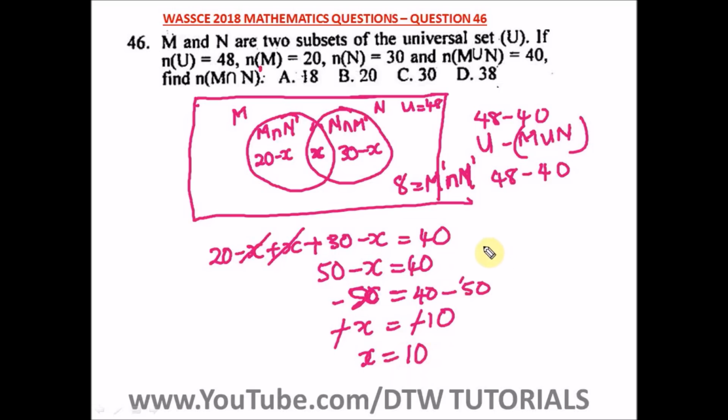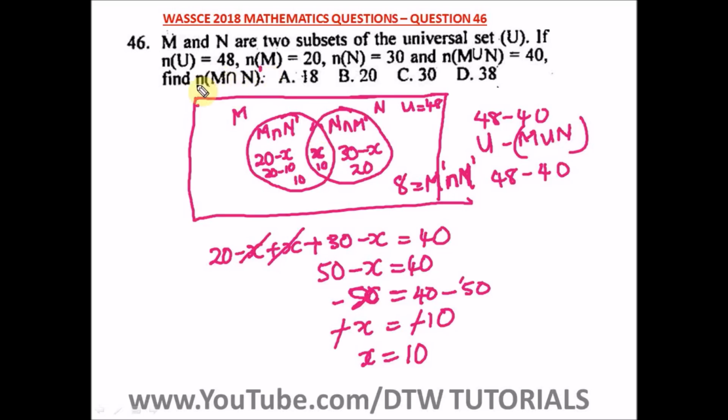Since we've gotten X equal to 10, it means this will be 20 minus 10, which will give us 10. And this is 30 minus 10, which will give us 20. And this is 10. Okay. So the question says find M intersection N complement.